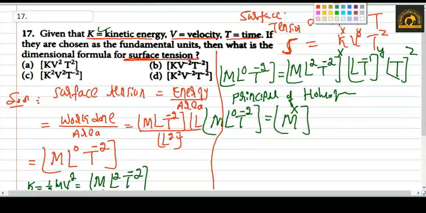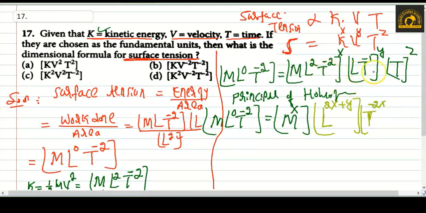So then L to the power of 2x, 1 into y plus y, then it is 0. So L to the power of 2x plus y. Then t to the power of minus 2x minus y plus z. So that is the dimensional formula for t. So comparing the powers according to the principle of homogeneity, we get the answer.